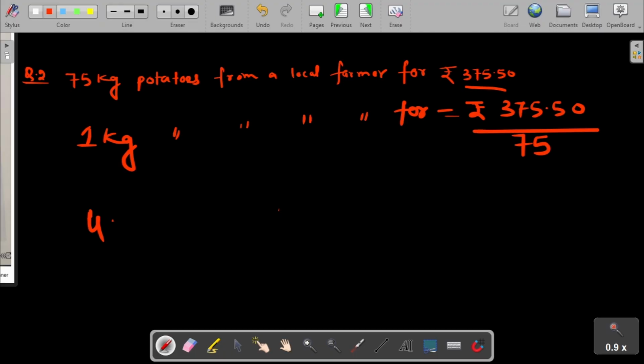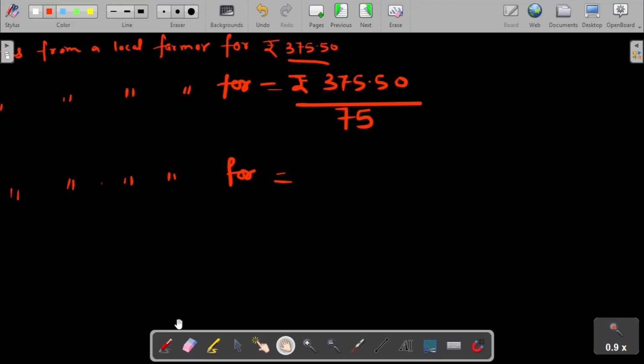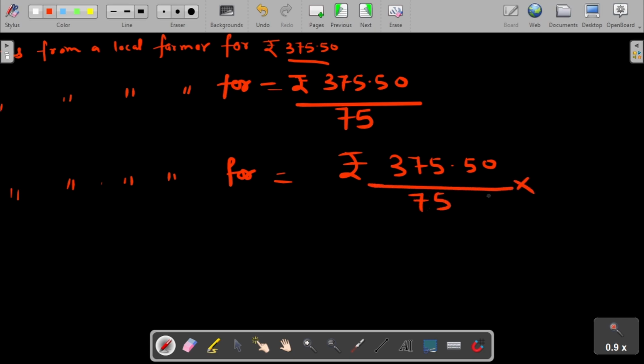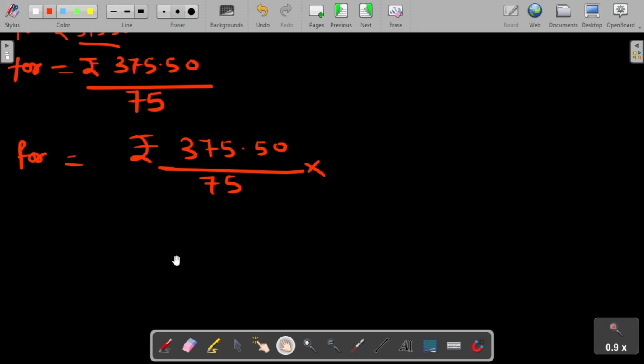The price of 42 kg potatoes from a local farmer for how many rupees? 375.50 divided by 75, and multiply it with what? Multiply it with 42. Now, if I simplify, then we'll get the answer.